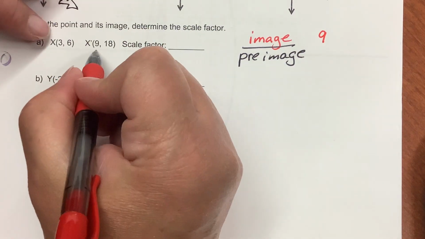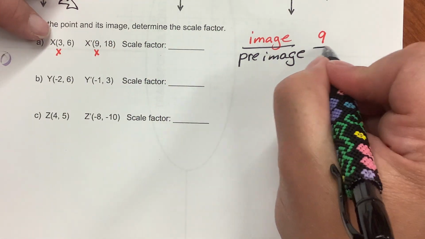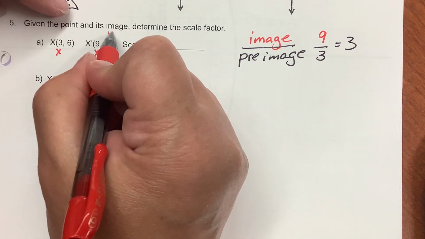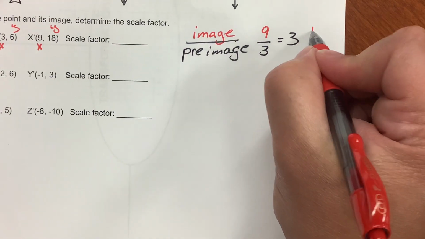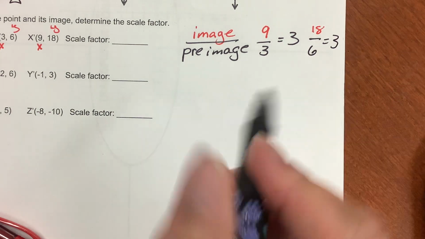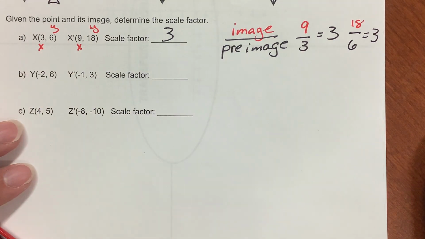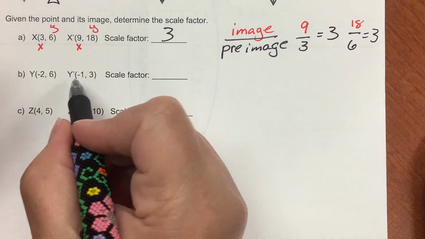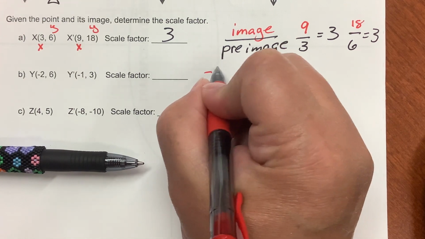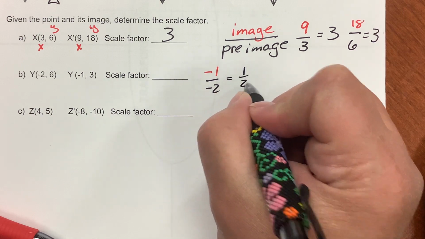9, because here's the x, and here's the x. So 9 over 3 is 3. And I'll do this one also. y over y, 18 over 6. Also 3. So my scale factor here is 3, because both of these numbers were multiplied by 3 to get those numbers. Now this one is going to be a little different. So again, image on top. So negative 1 over negative 2. Well, that's just positive 1/2.